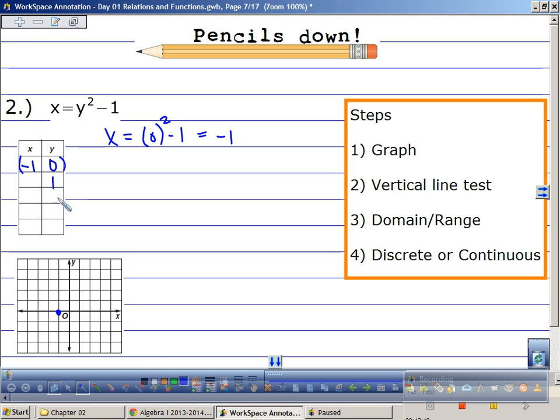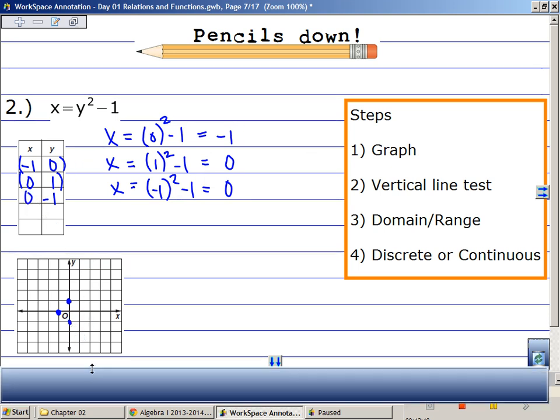Next easiest number to put in would be 1. So if I substitute 1 in for y, I get what? 1 squared minus 1 is 0. Right? So our ordered pair is 0, 1. So if I know I'm going to go up 1, I'm guessing I'm also going to go down 1 as well. Let's try negative 1. If I substitute in negative 1, I also get 0. So I was right. 0, negative 1.